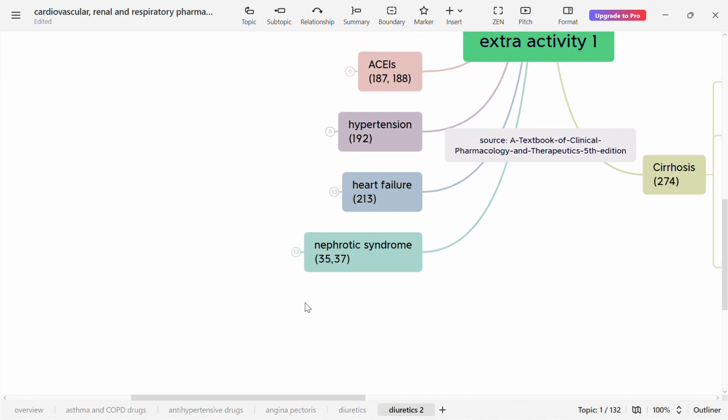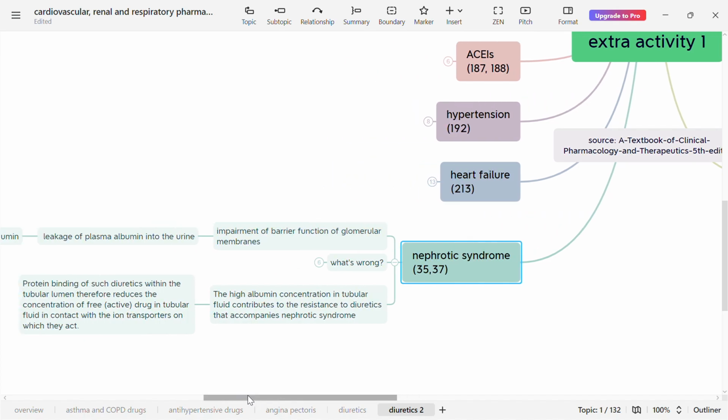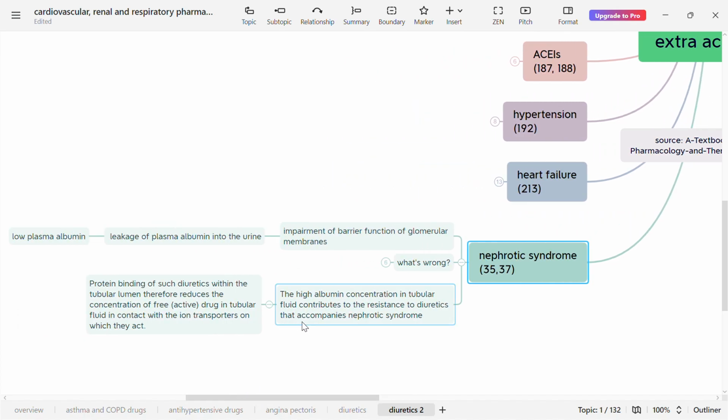So is nephrotic syndrome. First one is the impairment of barrier function of glomerular membranes. So nephrotic syndrome is the impairment of barrier functions of glomerular membranes. This will cause the leakage of plasma albumin into the urine and cause low plasma albumin. So what's wrong with it?